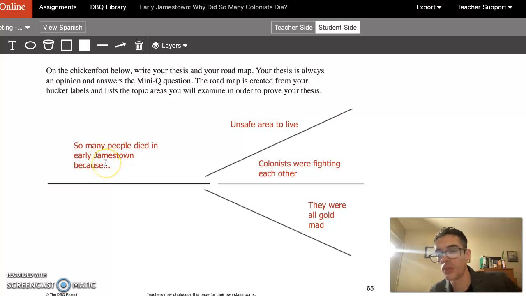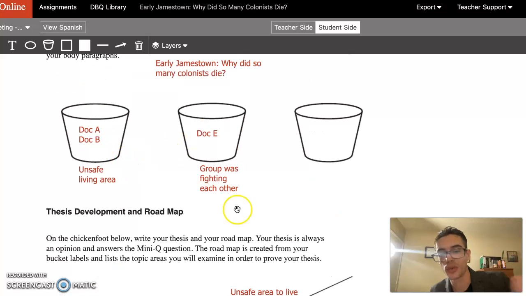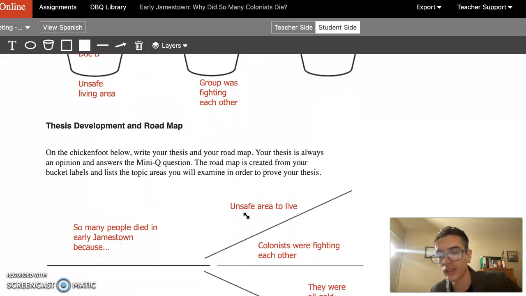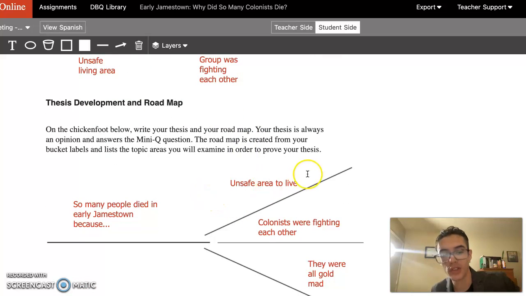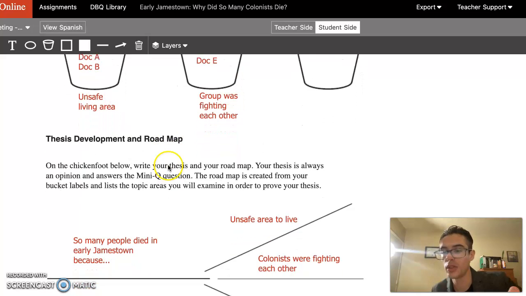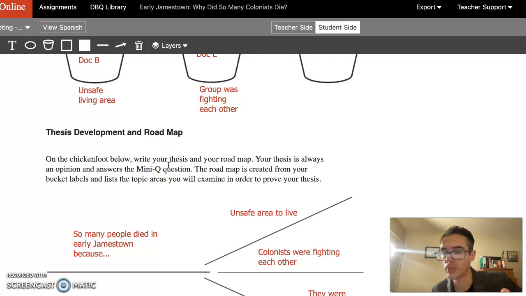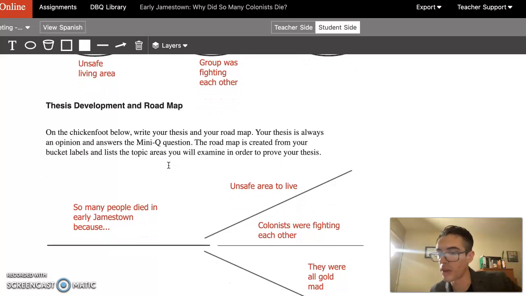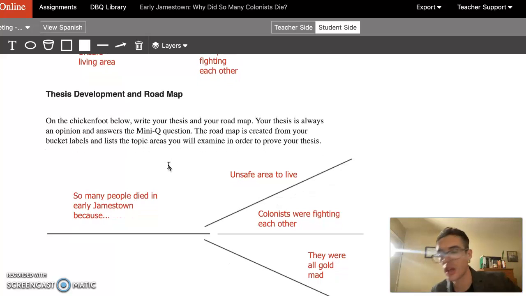And this is going to be the guide that lets me write my essay, because I have my 2 sources for each one. So when I'm writing my essay, my body paragraph 1, first sentence: so many people died in early Jamestown because it was unsafe to live in. Document 1 tells me blah, blah, blah. Explain it. Document 2 tells me blah, blah, blah. Explain it. So all of your work is done by the time this is over. You're really just taking the information in your thesis and rewriting it.